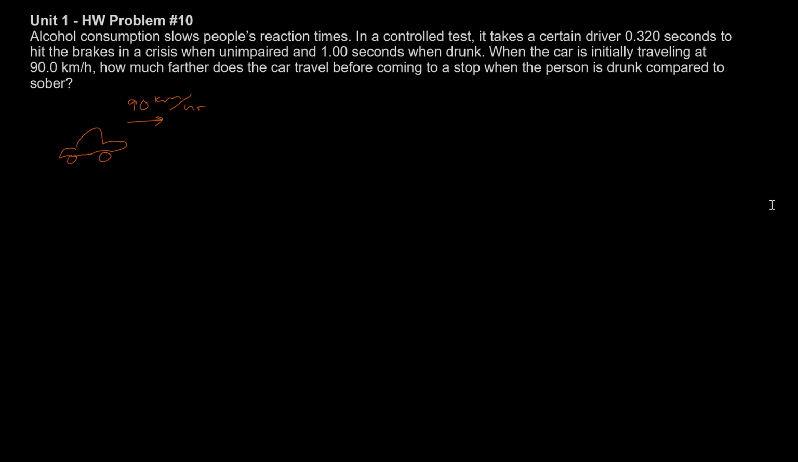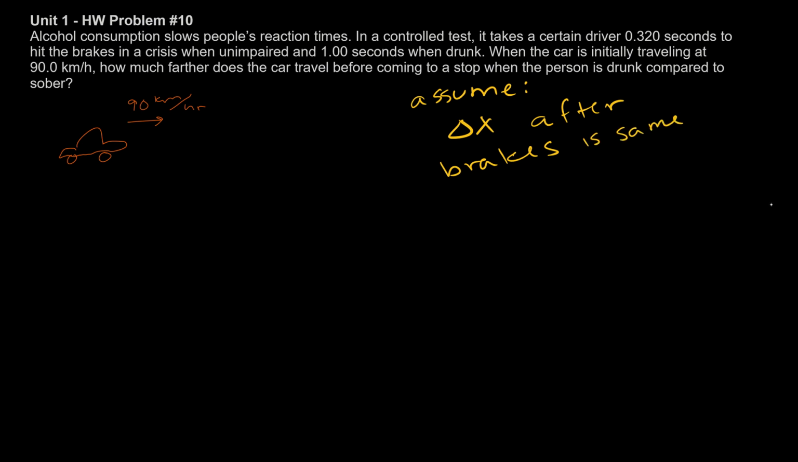The question is, how much further does the car travel before coming to a stop when the person is drunk compared to when they're sober? Let's start by thinking about how we're going to solve this problem. In both cases they're going to hit the brakes, and we're going to assume that they slam on the brakes, and that the delta x, or the displacement after they slam on the brakes, is going to be the same in both cases.